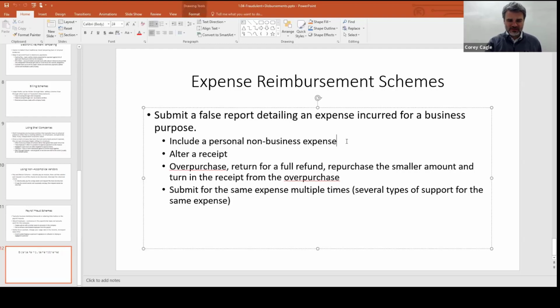I think they call this a mischaracterization of an expense, or mischaracterized. That would be worth taking note of. Personal expense, you mischaracterized it as a business expense.